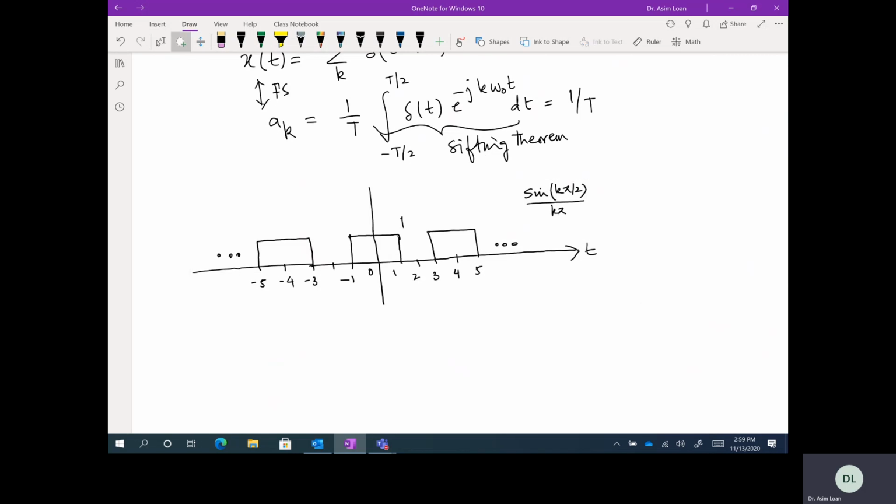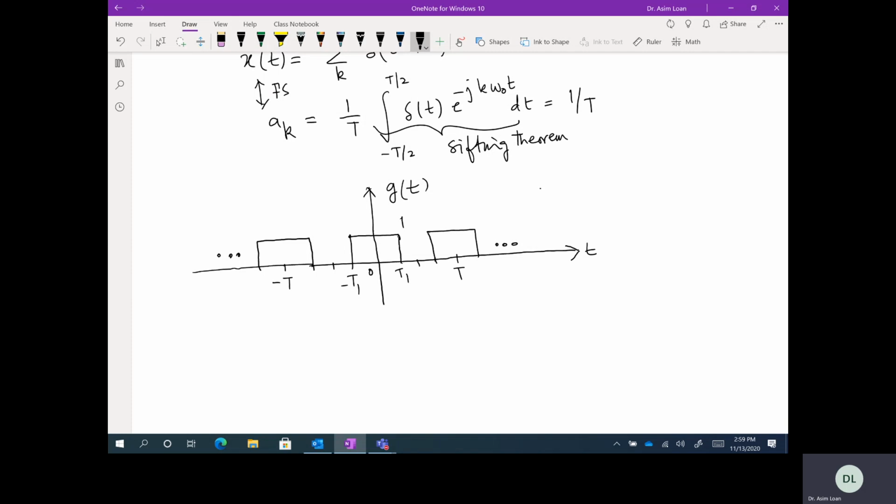Let me just do some cosmetic changes. Get rid of all these things, because this wasn't the first one. So this is some g of t. This is T1, this is T, this is minus T1, this is minus T, and so on and so forth.